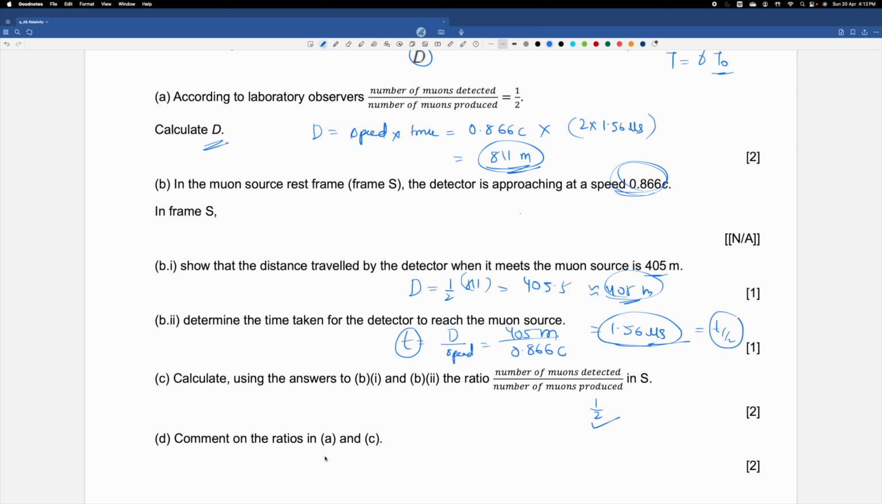Next, comment on the ratios in A and C. As you can see, the ratio that was given in A was 1 by 2, and the ratio that we've calculated here is also 1 by 2, which says that the ratios are the same no matter whether the detector was considered to be the rest frame and the muon the moving frame, or vice versa, because the count rate remains the same with respect to any frame.